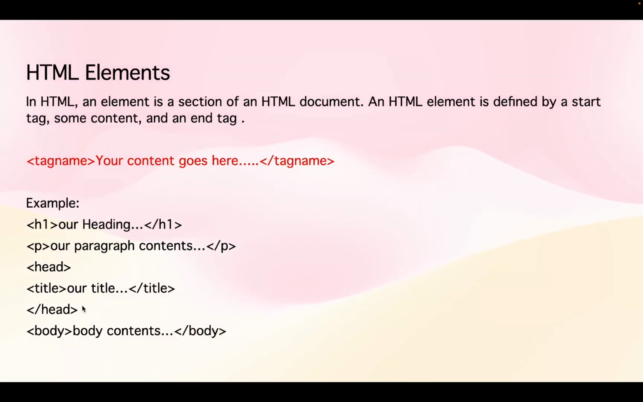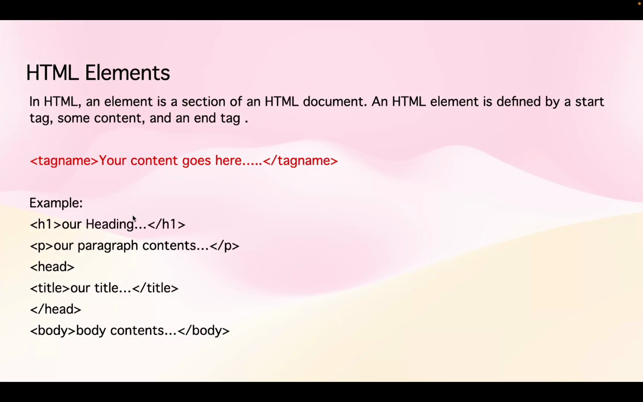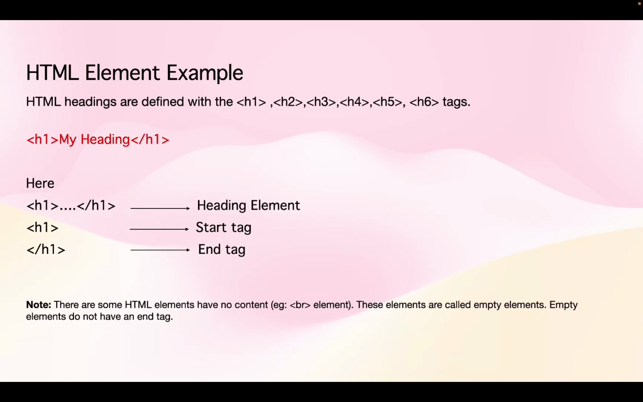For example, there are many elements in HTML. Each we will see in our upcoming videos. Here, the H1 element defines a heading. Let's see an example of a heading element. The heading element is used to display a heading in our HTML page. HTML headings are defined with H1, H2 to H6 tags. Each we will see later. Let's see H1 only here. To define a heading element, we need to provide a start tag, then an end tag. In between the start and end tag, we have to provide our heading content.